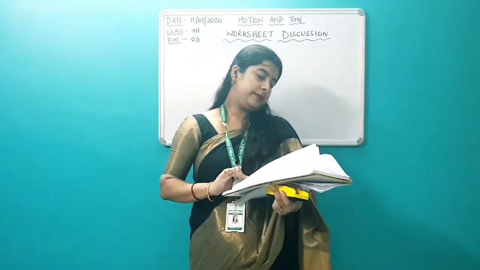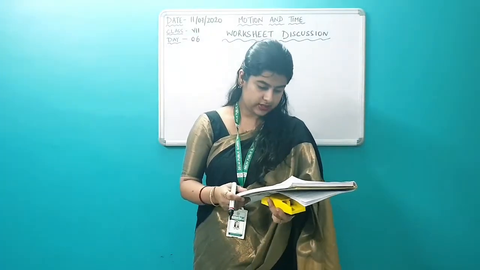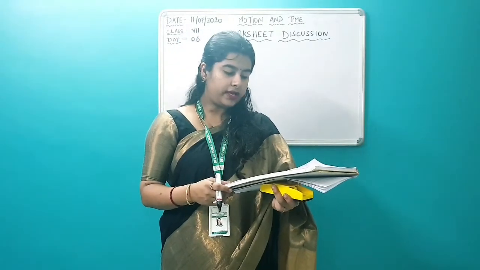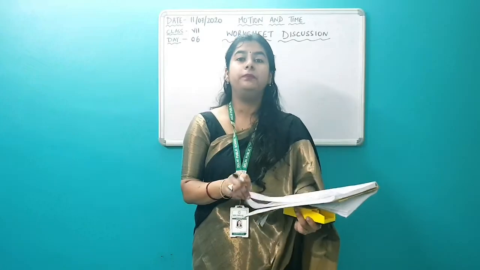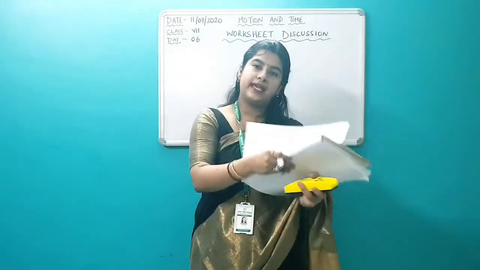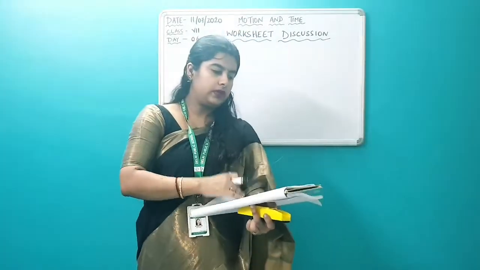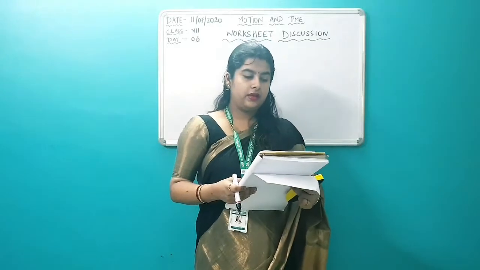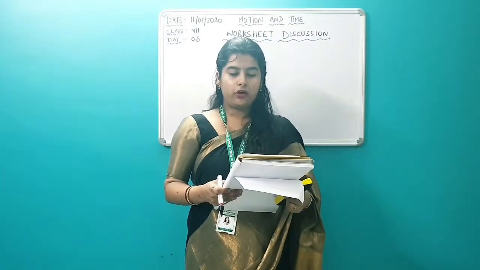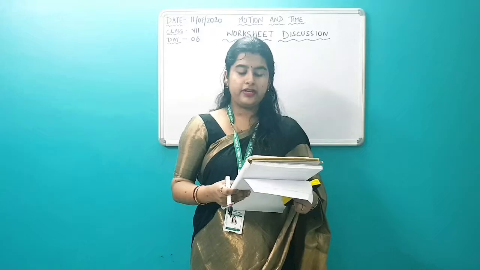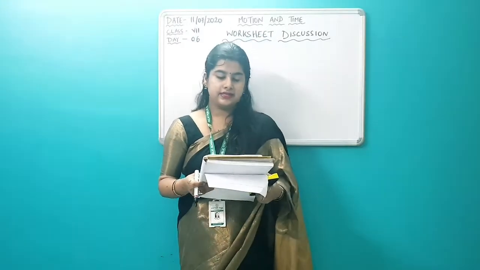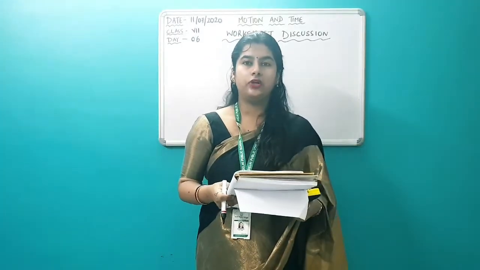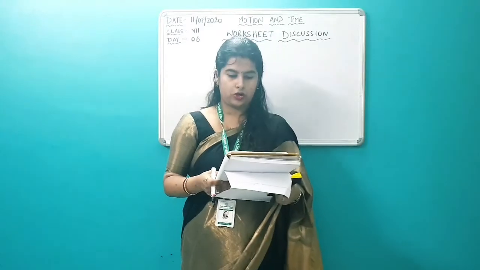Next is worksheet number 5, the last worksheet. Number 1. The time taken by the pendulum to complete one oscillation is called time period. The answer is time period. Number 2. The time period of a pendulum of given length is constant. Number 3. Which of the following requires an electric cell for its working? Is it a quartz clock or a pendulum clock? The answer is quartz clock.